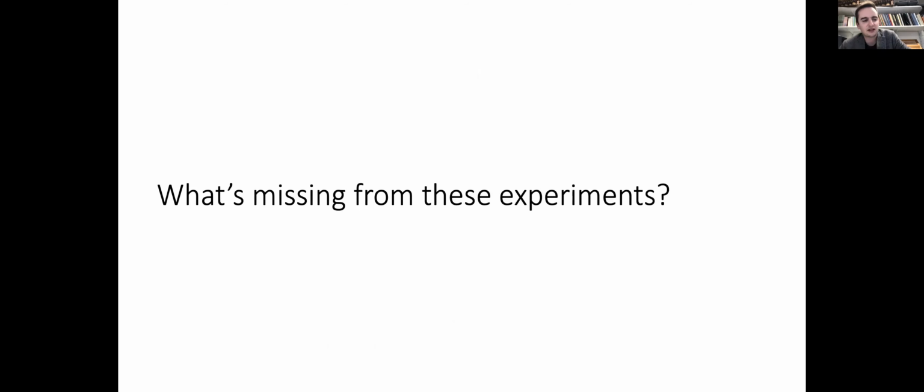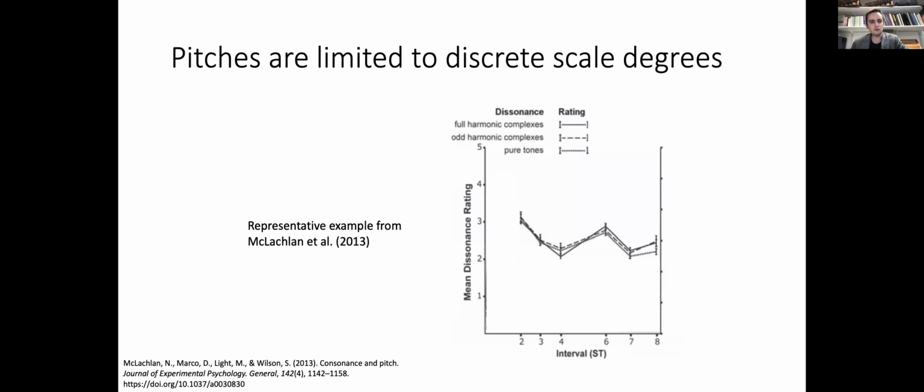So what do I think is missing from these experiments? Well, one thing is that the pitches are limited to discrete scale degrees. And as a result, the experiments never end up exploring the space in between these discrete scale degrees. And we felt that a lot of interesting information might actually be hidden in these locations.